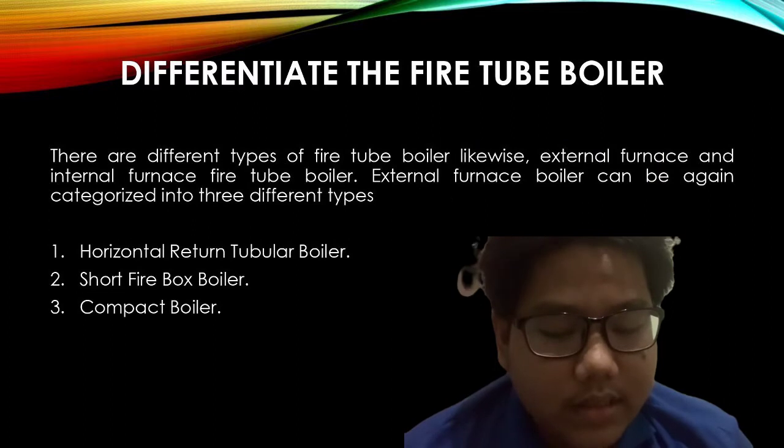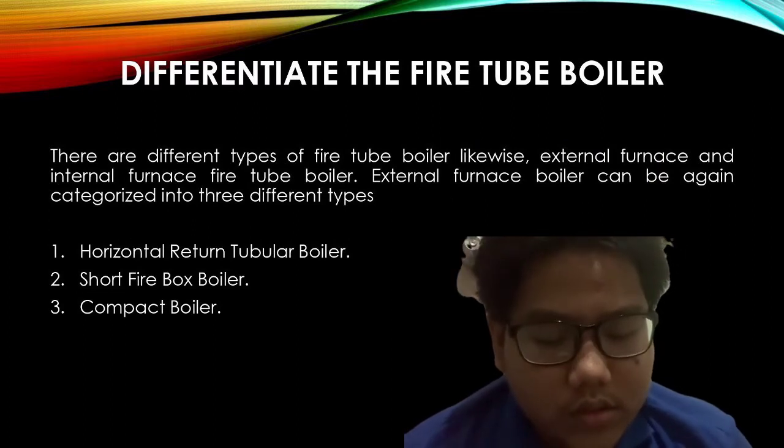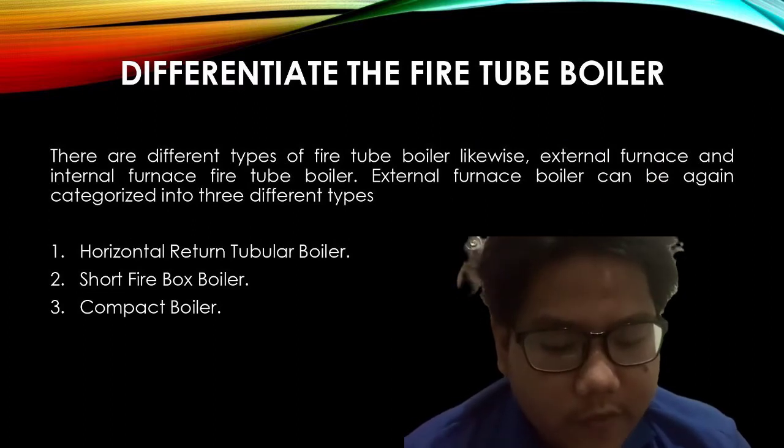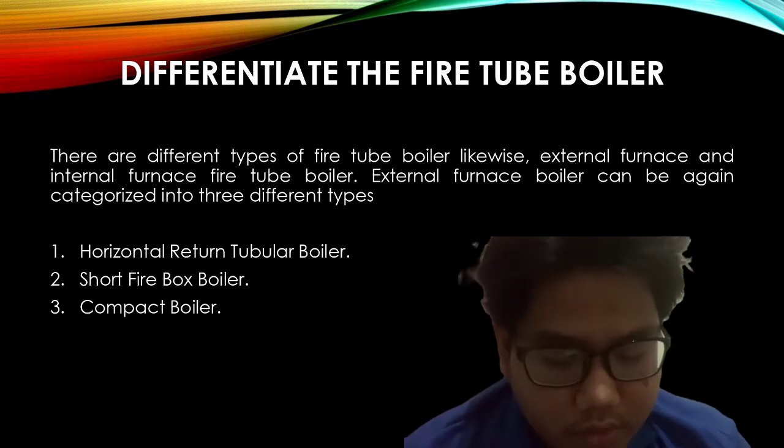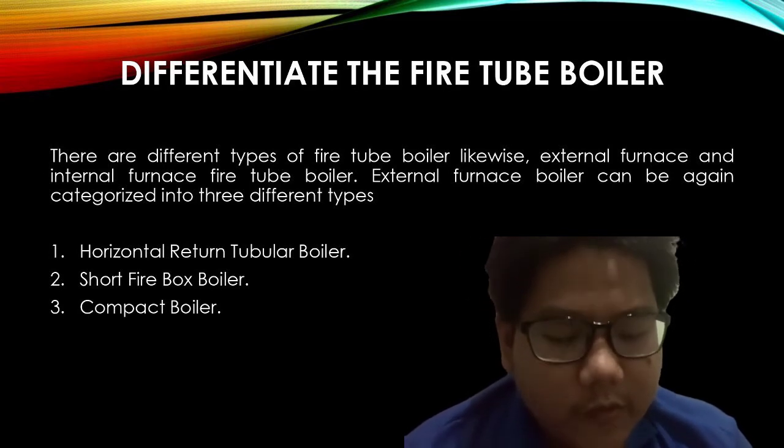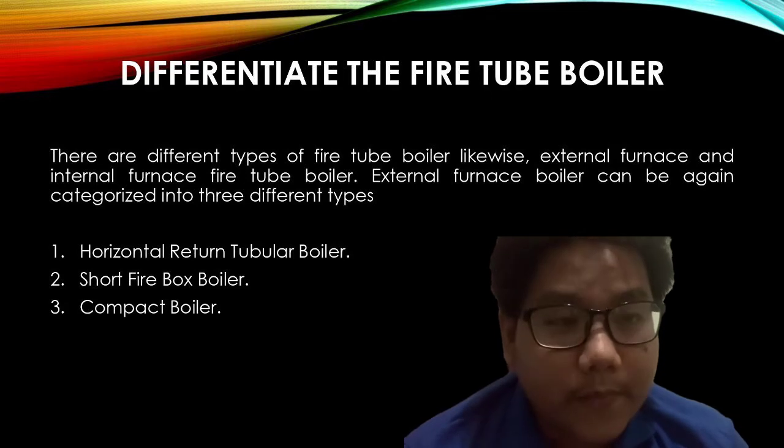Next slide is about the fire tube boiler. There are different types of fire tube boiler, namely external furnace and internal furnace fire tube boilers. External furnace boilers can again be categorized into 3 different types. First is the horizontal return tubular boiler. Second, the short firebox boiler, and third is the compact boiler.